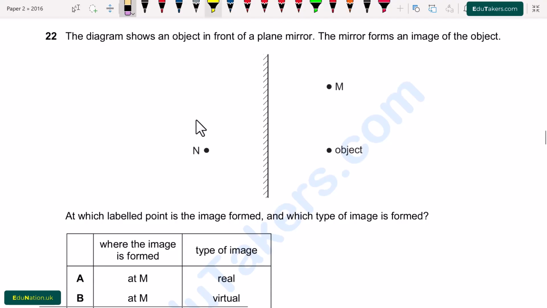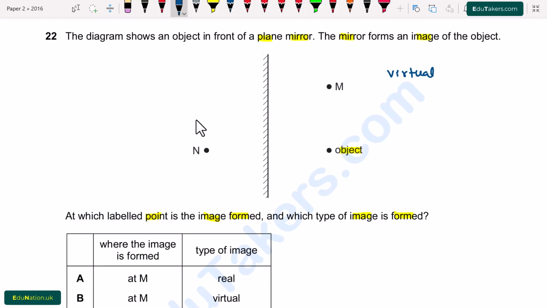Question number 22. The diagram shows an object in front of a plane mirror. The mirror forms an image of the object. Here is the object and we have to find out the location of the image of this object. At which labeled point is the image formed and which type of image is formed? A plane mirror always forms a virtual image. I write here, image will be virtual.